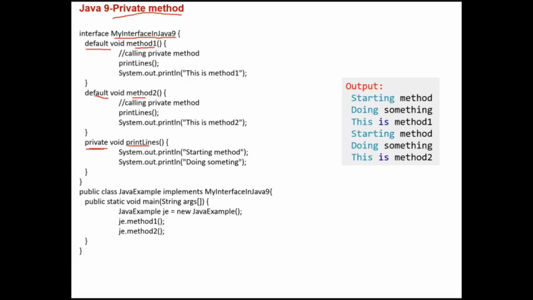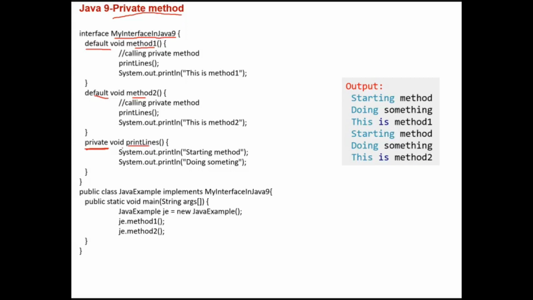Here the private is the access specifier. So I can access this method only within this interface. I cannot access this method from outside of this interface. This private is telling the access specifier of that method. So the access specifier of this method is private, so I can access it only within this interface itself. I cannot access this method from outside.